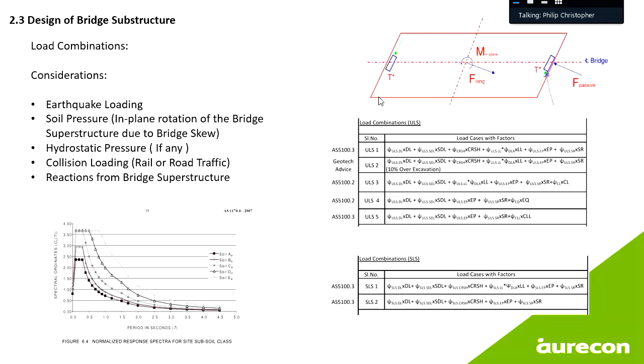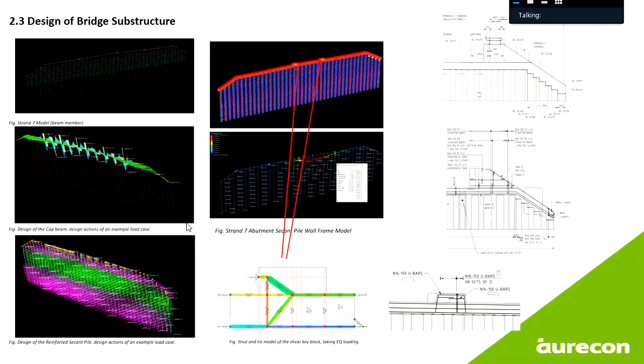This is a diagram showing you on plan, this is a skewed bridge. When there is earthquake loading or there is an in-plane rotation, what that means is instead of having a perpendicular action to the cap beam, you now have a skew force. You have a vector in X, you have a vector in the Y. So you will be able to actually analyze in two different directions.